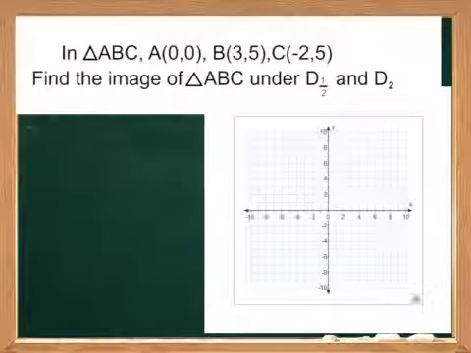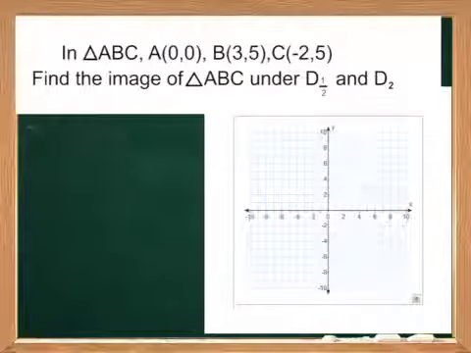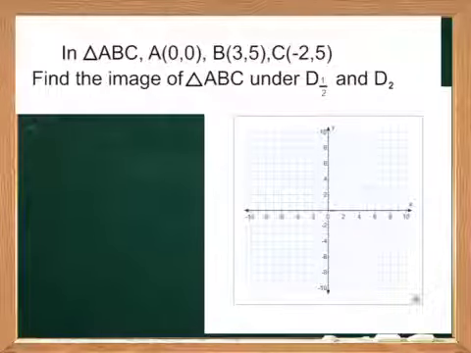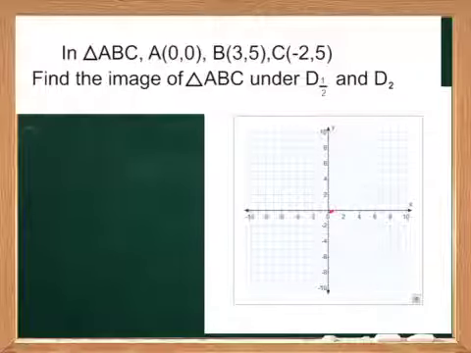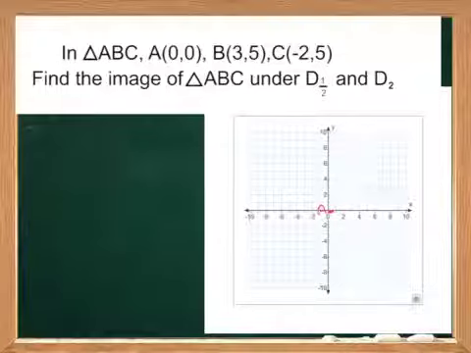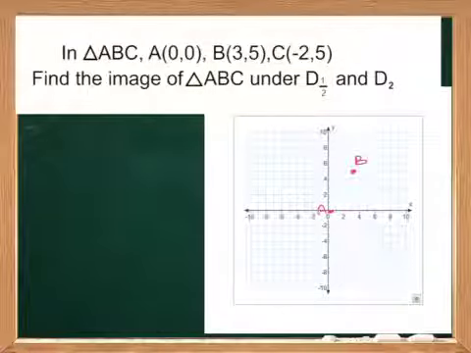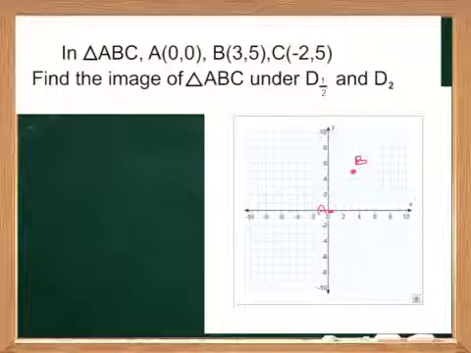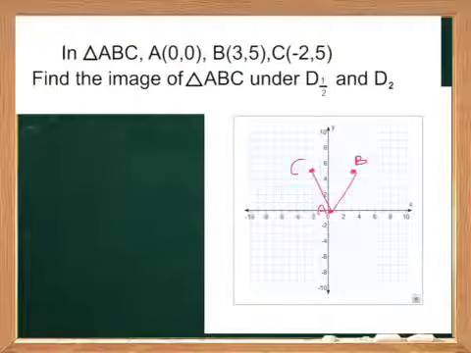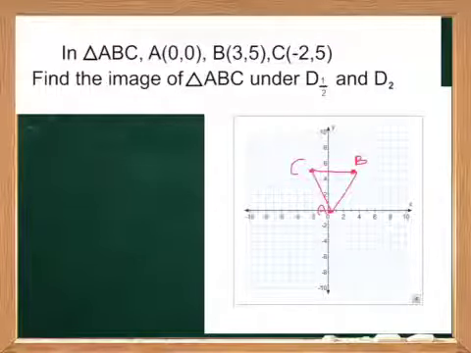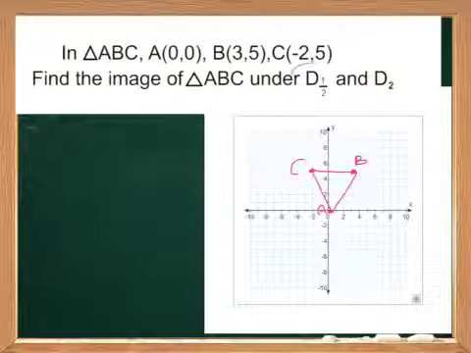This example should be done on graph paper. So we have our pre-image. 0, 0 is A. 3, 5 is B. And negative 2, 5 is C. So using a straight edge, connect your points, your vertices. And we want to find the image of ABC under a dilation of 1/2.